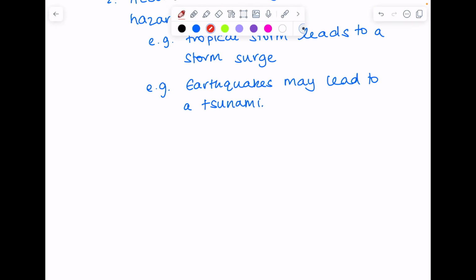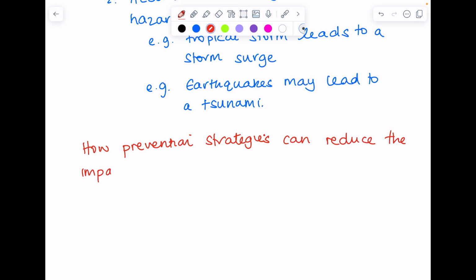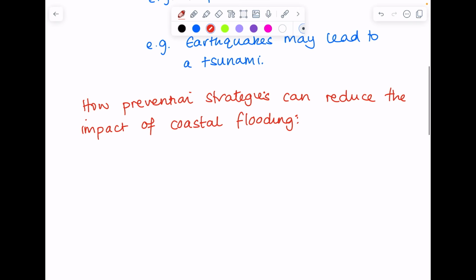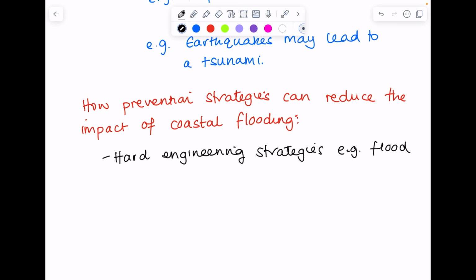Now we're going to explain how prevention strategies can reduce the impact of coastal flooding. Starting with hard engineering strategies, e.g. flood defences built along the coastline, help reduce the severity of flooding.